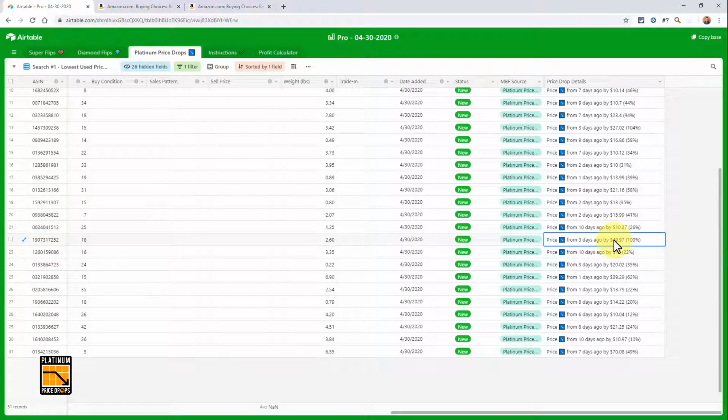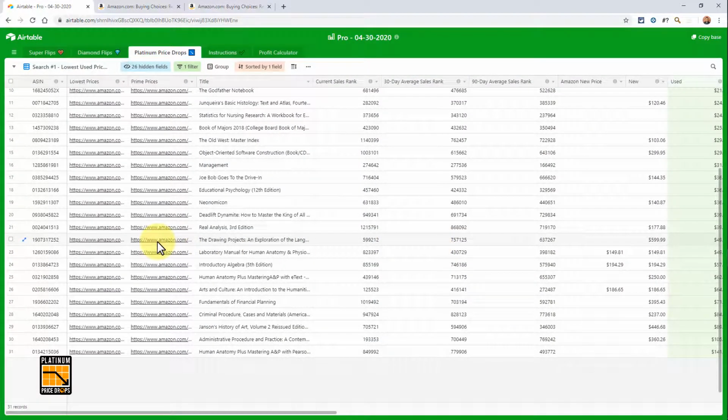Right? I mean, look at this one. This one dropped from $3 by $50, or $49.97, and 100% drop. So this one should be a little more significant. Let me close those other ones down. Let me look at this book.